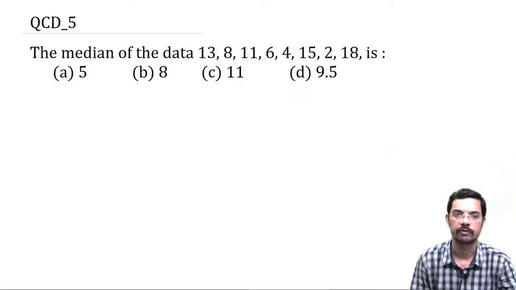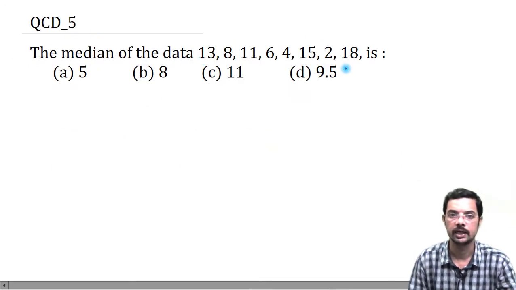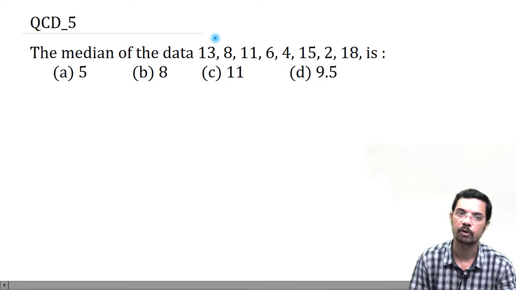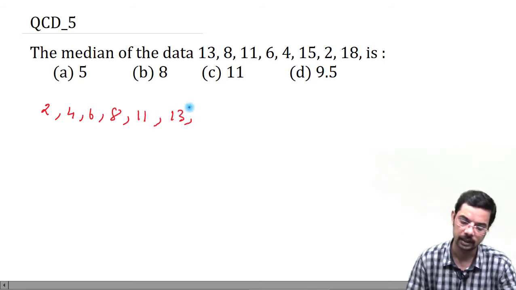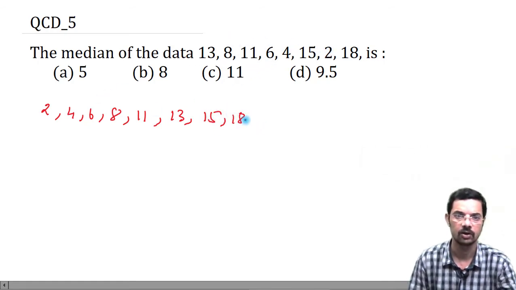Question number 5. Find the median of the following data. How to find the median? This is ungrouped data, so we need to first of all arrange all of them in a proper order, ascending order or descending order. We shall arrange it in ascending order. So 2, then 4, then 6, then 8, then 11, and then we have 13, and then 15 and 18. We have arranged all of them in ascending order.